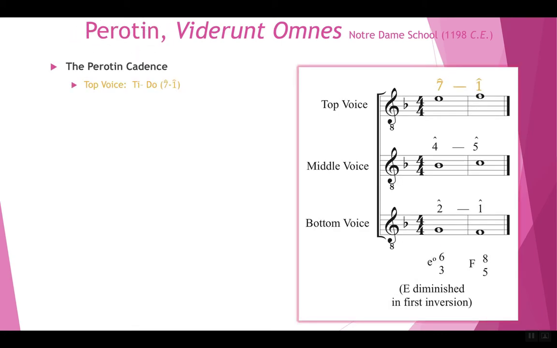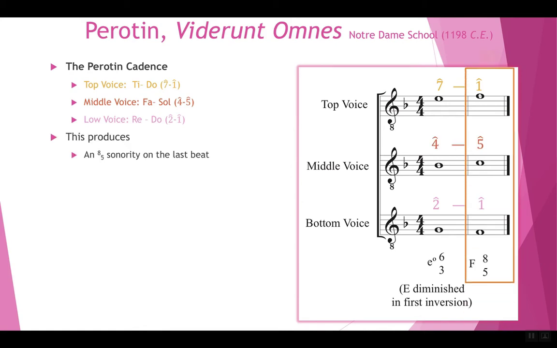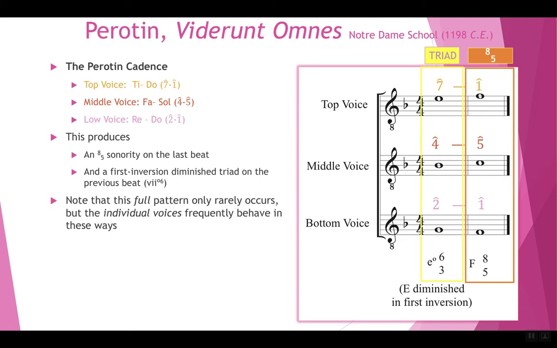Perotin cadence. Top voice, ti do. Lowest voice, re do. Middle voice, fa sol. This produces an 8-5 sonority on the last beat, do sol do, and a first inversion diminished triad on the previous beat, re fa ti. Note that this full pattern doesn't really occur in this piece, but the individual voices are often behaving in these ways. And then we're just going to see that.